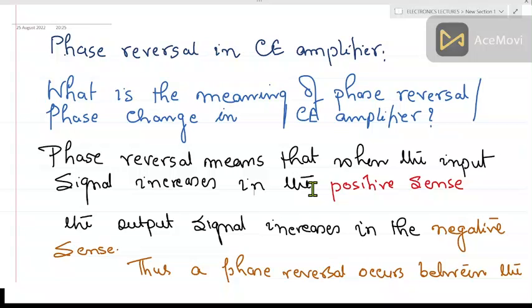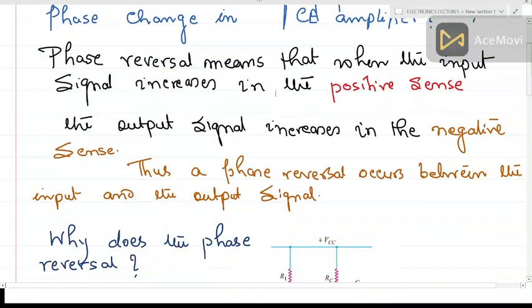So it is correct that there is a 180 degree phase reversal. When we ask the student to describe it more properly, he says that the signal changes its shape by 180 degrees in the output. This is not correct. So what does phase reversal mean? It means that when the input signal increases in the positive sense, the output signal increases in the negative sense. This is the meaning of phase reversal.